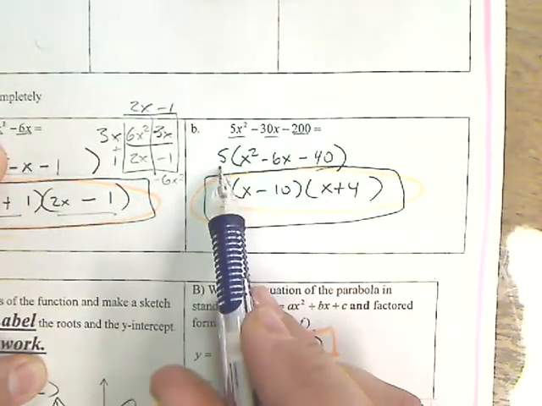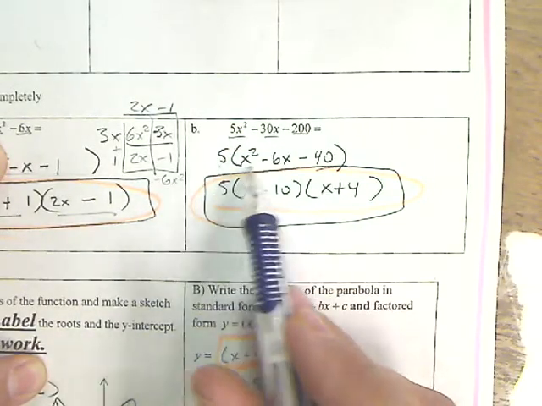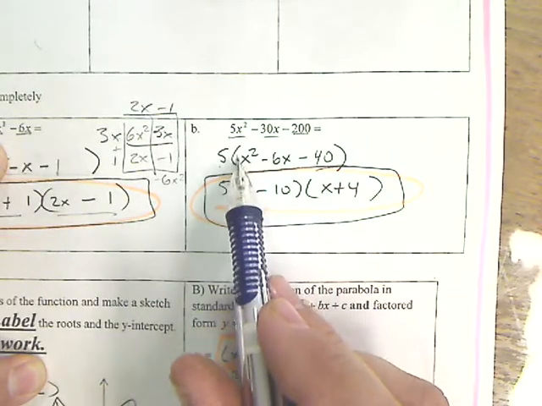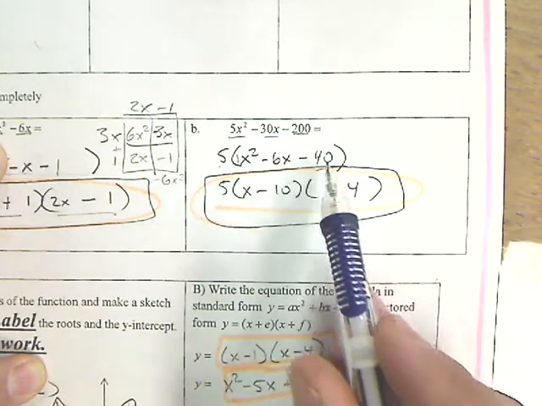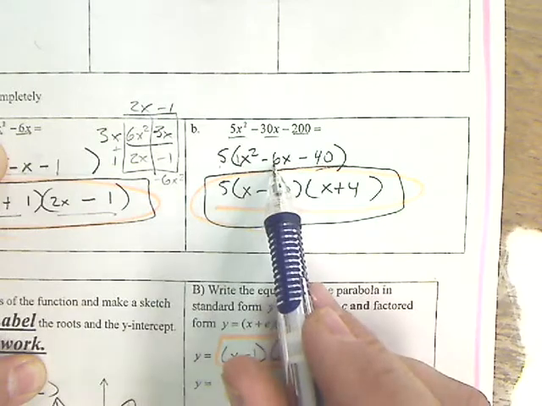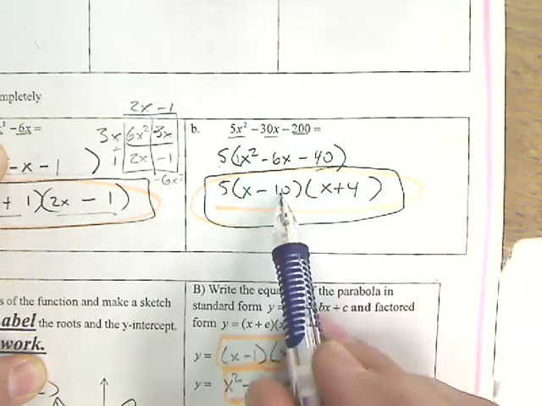Common factor, 5. Pull it out. Now I just factor this part. That's the easy factoring since there's a 1 in front of the x squared. Two numbers that multiply together to be negative 40 and add together to be negative 6. And that's the 4 and the negative 10.